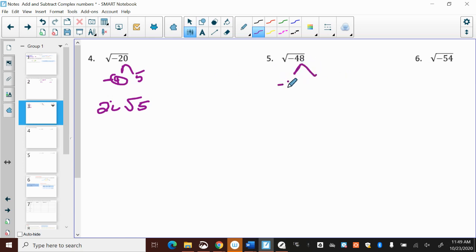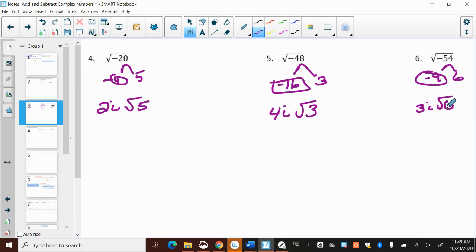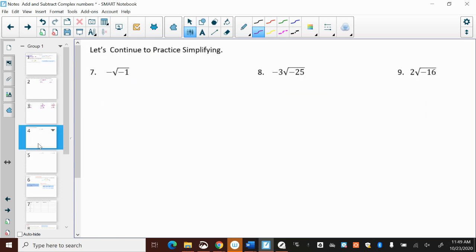-48 can be broken up into -16 times 3. -16 is the perfect square. So when we take the square root of it, we get 4i root 3. -54 can be broken up into, let's see, we want a perfect square, -9 times 6. We've got a perfect square here, so we can take the square root of that one, and we get 3i root 6.